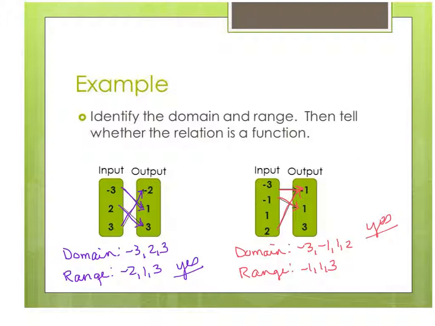Now, I happen to believe, I think he lost a few of his arrows. What would happen if we put that in there? So 1 maps to both 1 and 3. Then is it still a function? With that in there, it's not a function because 1 maps to 2 different outputs. So we want each input to map to 1 output. That's a function.